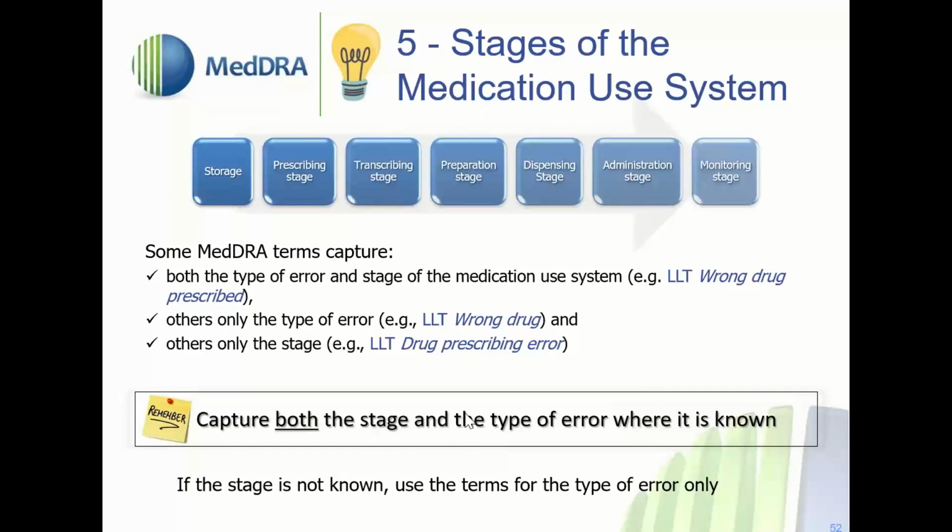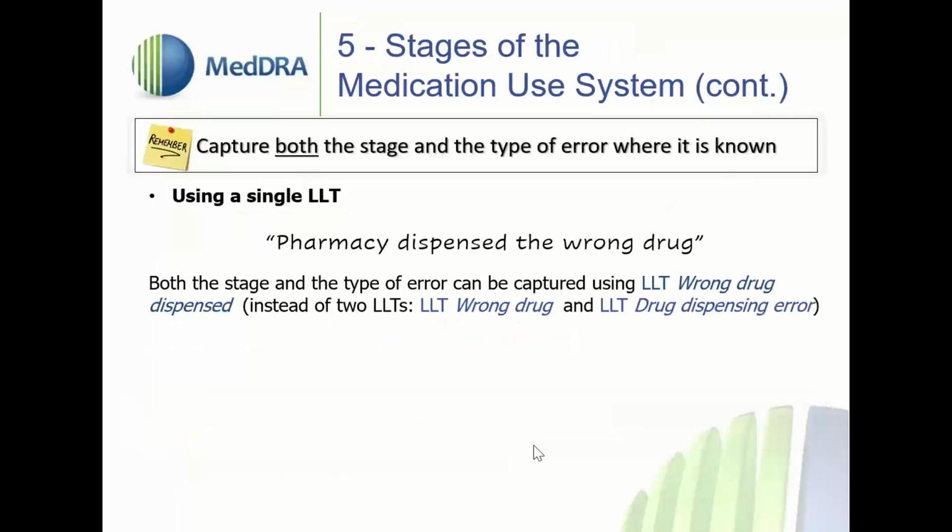So there you go. We have it there on the slide, so you don't have to try to remember that mouthful of stuff I just said. It is a lot, and I know there are lots of stages, but you do have these slides to back reference, so you don't have to try to memorize. But capture both the stage and the type of error where it is known. And if it's not known, use the terms for the type of error only.